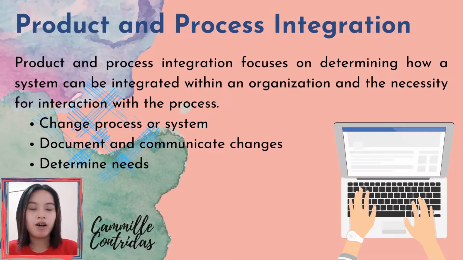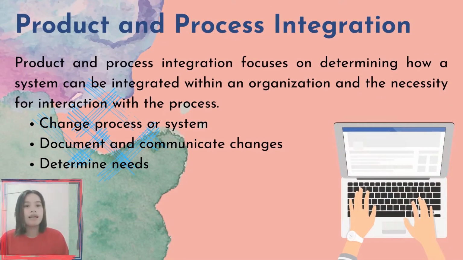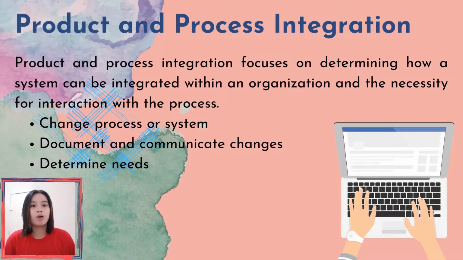Another element of technology management is product and process integration. Product and process integration focuses on determining how a system can be integrated within an organization and the necessity for interaction with the process. In this element, it doesn't mean integrating the technology immediately, but conceptualizing the process integration of the system or technology. In product and process integration, it consists of change process or system.